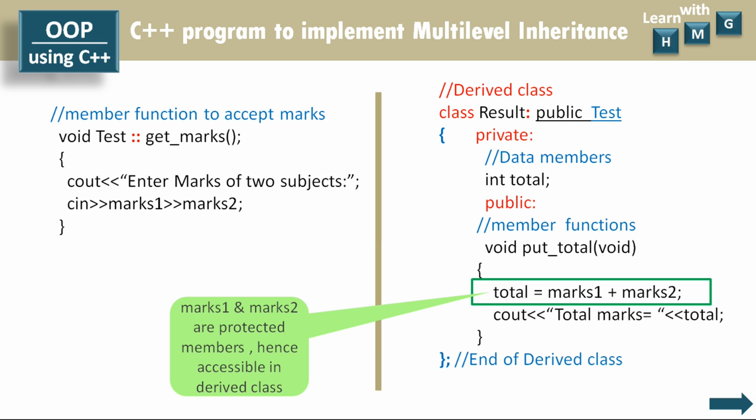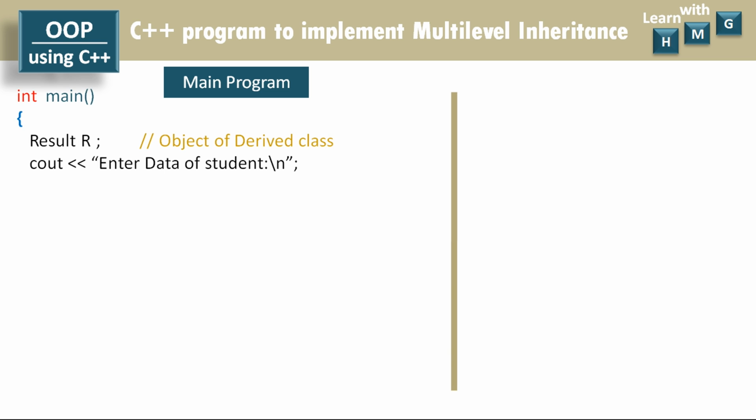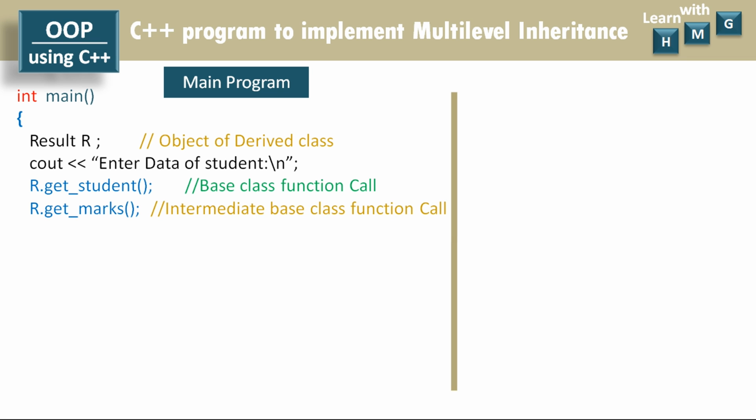Let us go for main program. int main, create object of result, r. Display the message enter data of student, and accept the student information, that is roll number and name, by calling get student function using r object, r dot get student. Then call get marks function of intermediate base class using r object, r dot get marks.